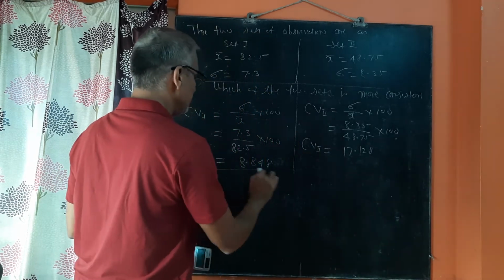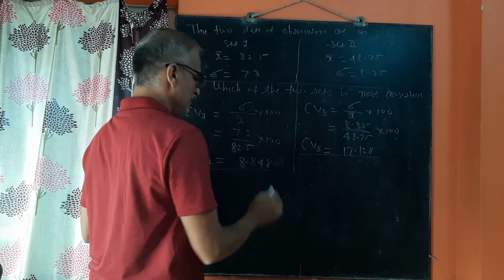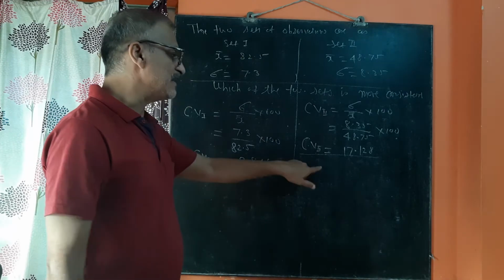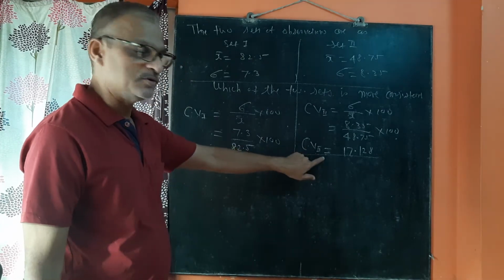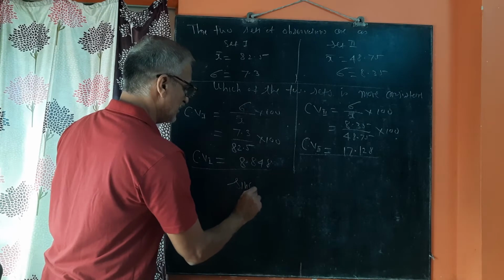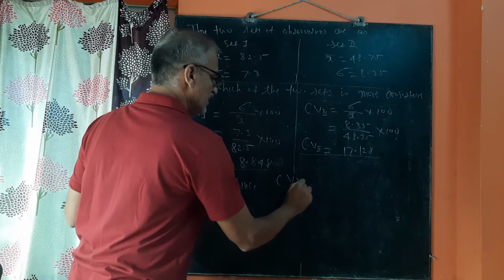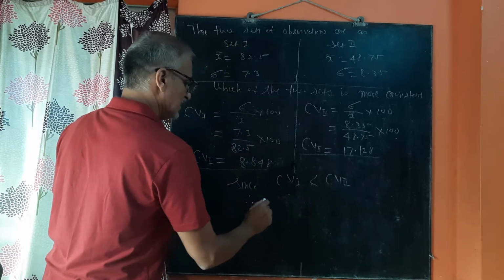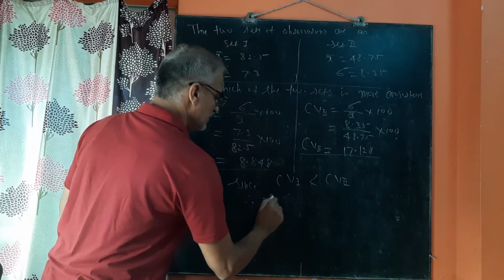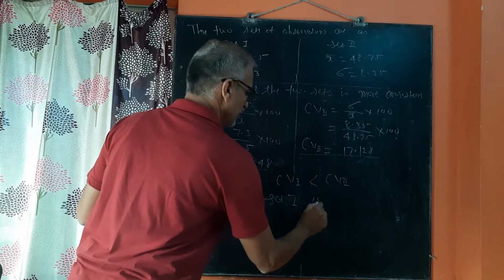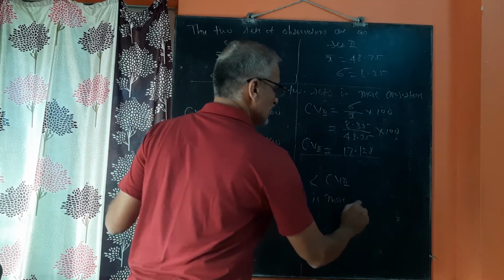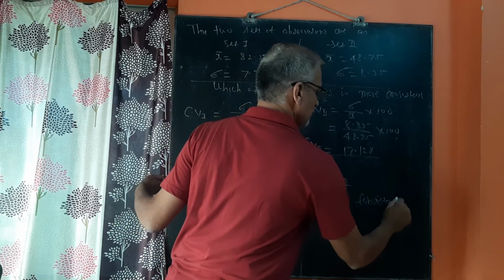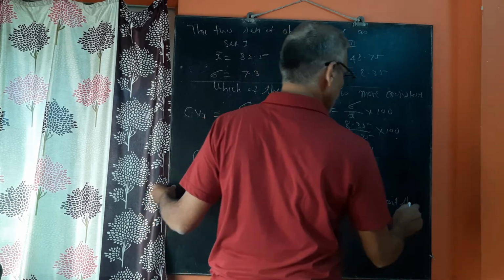Now if you observe the CV of first set and CV of second set, you can easily identify which one is less. So CV of 1 is less than CV of 2. Since CV of 1 is less than CV of 2, therefore set 1 is more consistent than set 2.